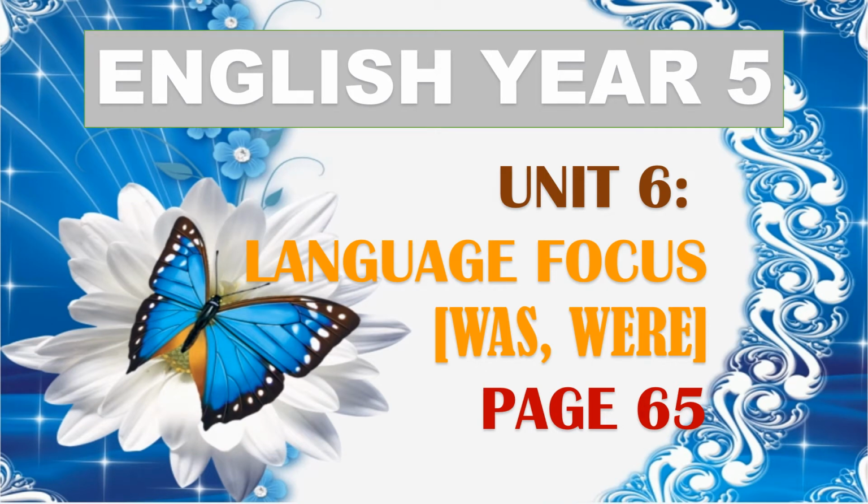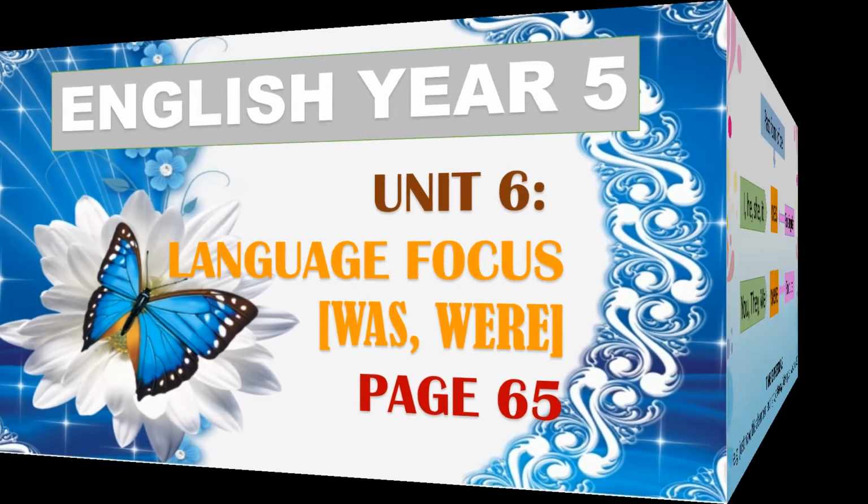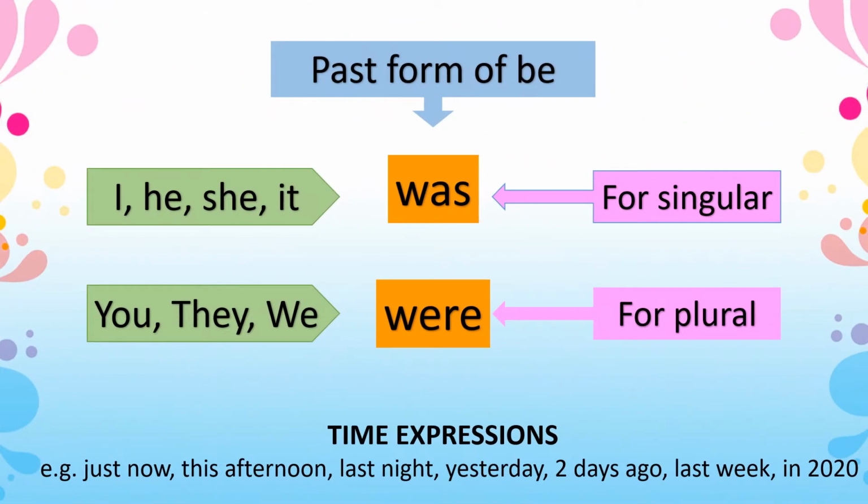We are still in Unit 6. Today we are going to continue with the language focus, was and were, on page 65. Was and were are the past form of be. Was is the past of is, were is the past of are. Was is for singular, were is for plural.